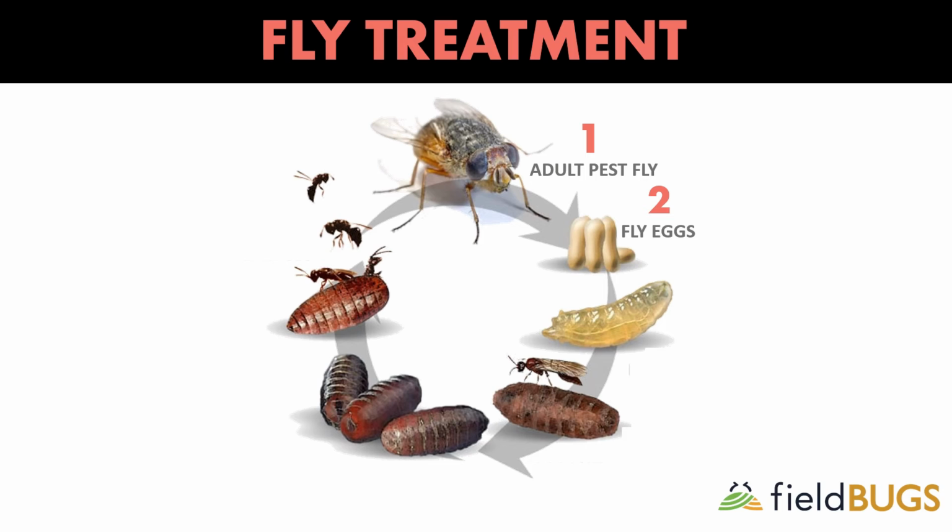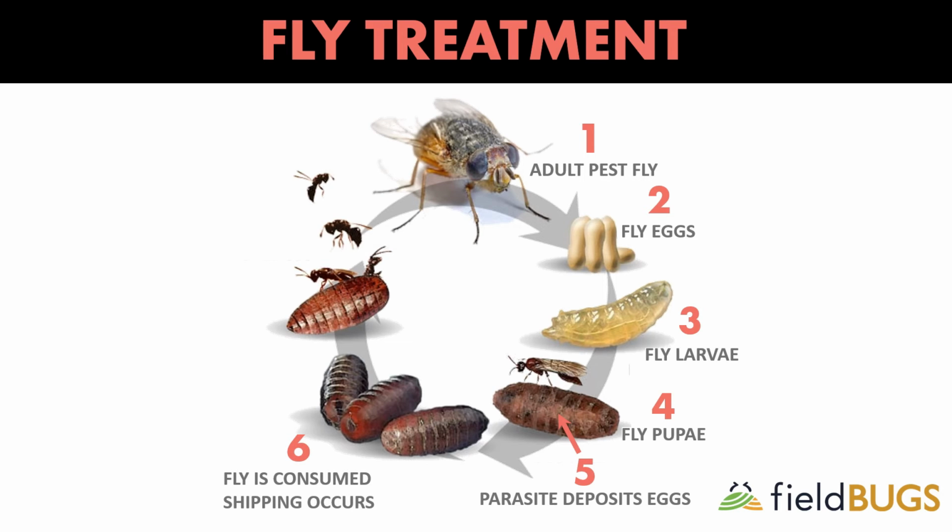The adult fly lays her eggs, from which the fly larvae hatch. The fly larvae turn into pupae, into which the raptor wasp deposits her eggs. The fly inside the pupae is consumed by the new raptor wasp. Finally, a new raptor wasp hatches from the pupae, and so a new raptor colony is established.